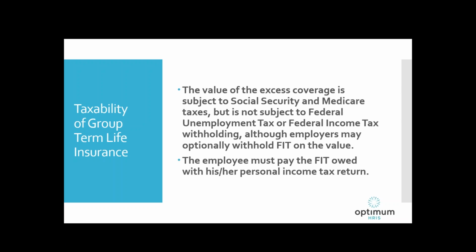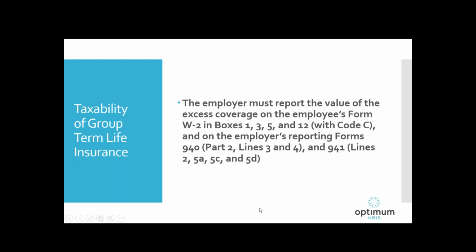Employers do not have to withhold federal income taxes on the value of the benefit, although they can if they want to. If the employer does not withhold federal taxes, then the employee must pay the federal tax owed when he or she files his personal return at the end of the year. You, as the employer, would need to report the benefit on the employee's W-2 in boxes 1, 3, 5, and box 12 with code C, and on Employer Forms 940, Part 2, lines 3 and 4, and Employer Form 941, lines 2, 5A, 5C, and 5D.